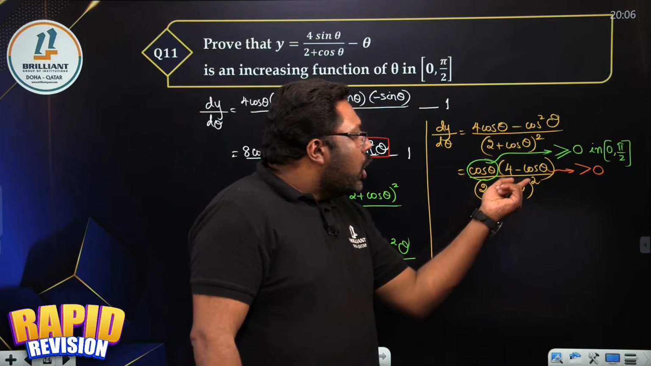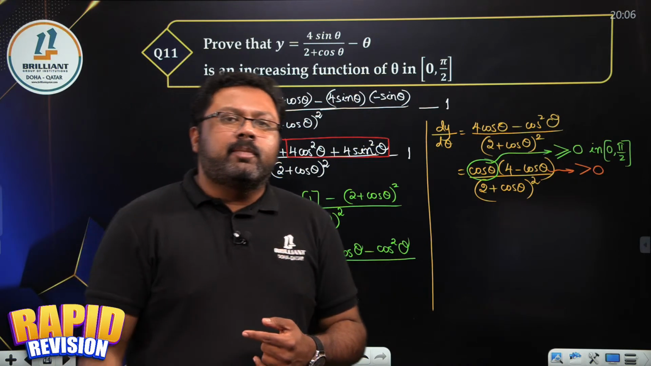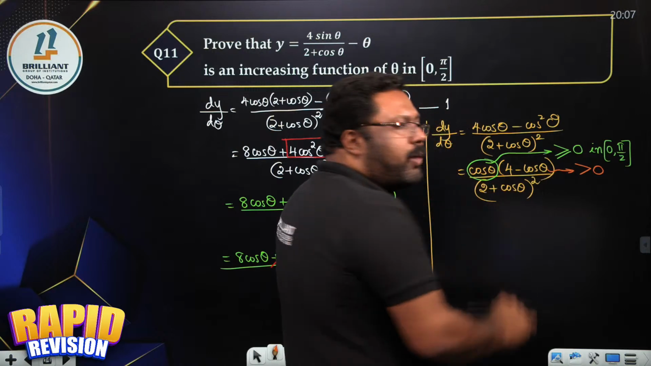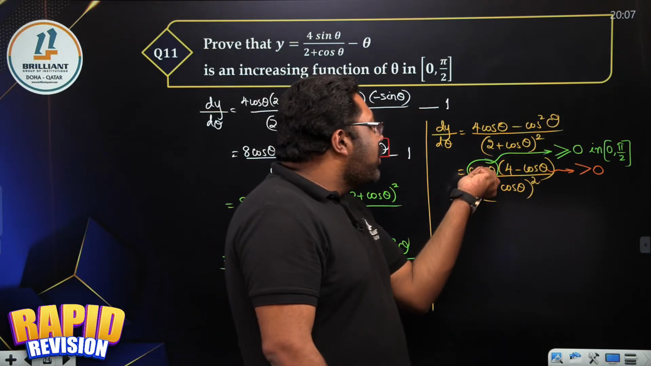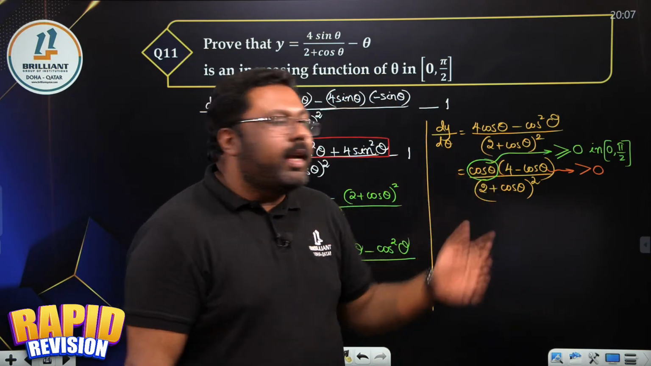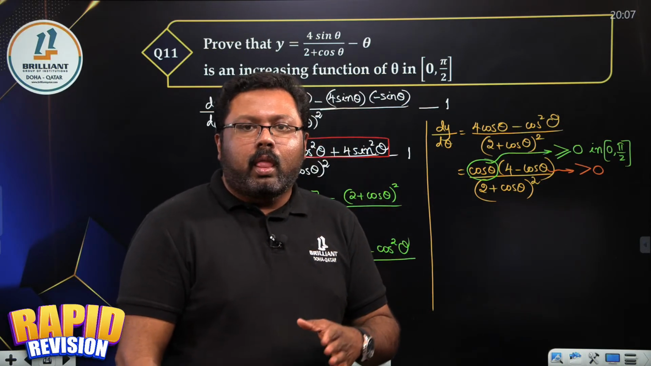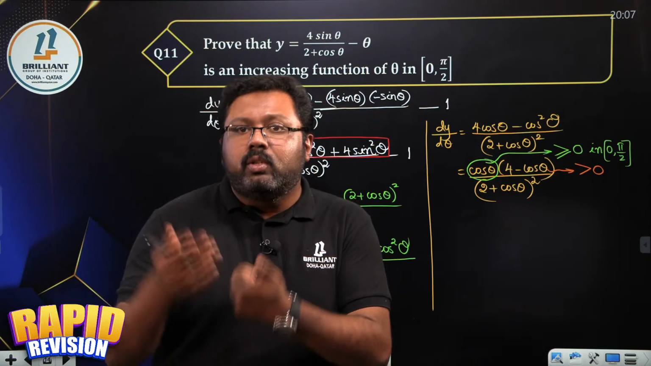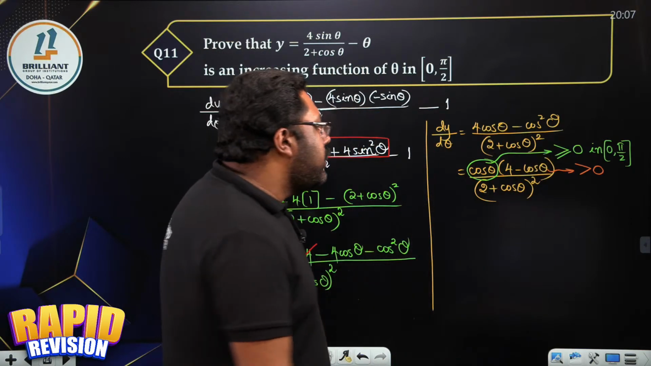Simply because cos theta, the biggest value is 1 and the smallest value is minus 1. So 4 minus 1 is 3, and 4 plus 1 is 5. You can never make it 0 and it will never become negative also. The biggest is 1 and that itself is only 3. It is not going below 3. So you will always get a number greater than 0.